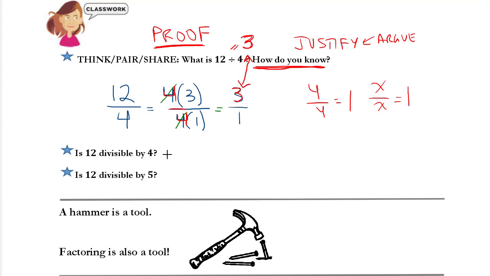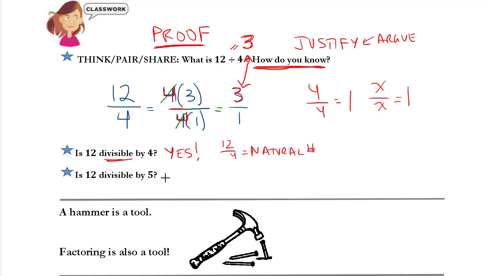So the question is, is 12 divisible by 4? Yes. And so what does it mean to be divisible? It means that when you divide 12 by 4, you get another whole number. You get another natural number, or you could get another integer if we're dealing with negative numbers. That's fine. But what it means to be divisible is that 12 divided by 4 is a whole number. We'll call it a natural number because that's what we've been using.